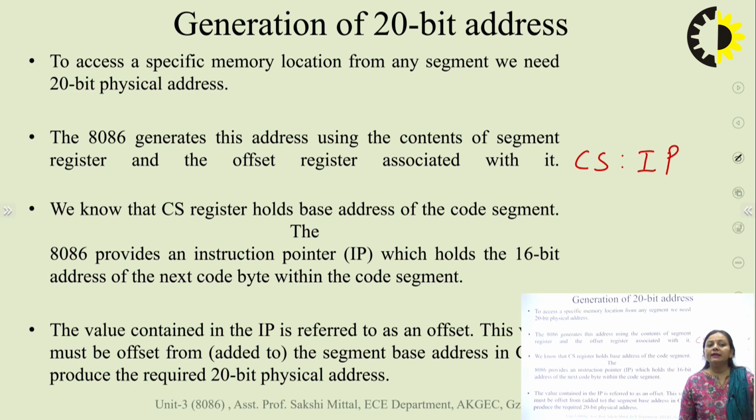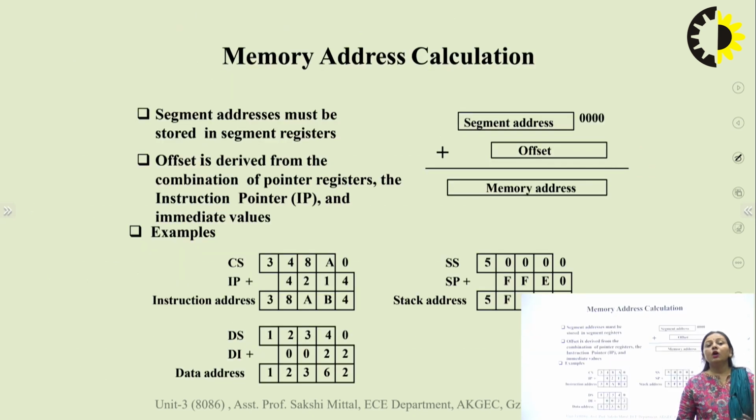The value contained in IP, the instruction pointer, is referred to as an offset, and this value must be offset from the segment base address in CS to produce a 20-bit physical address. Now, how will we actually generate the address? The segment address must be stored in the segment registers. The offset can be derived from a combination of the pointers, instruction pointer and index registers.